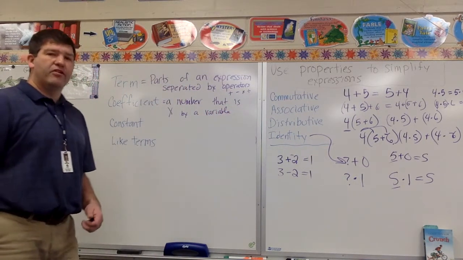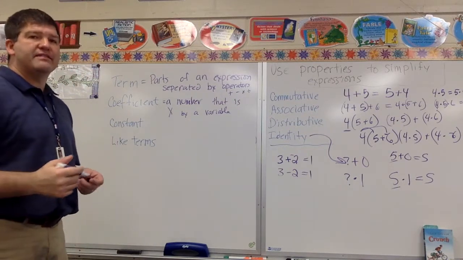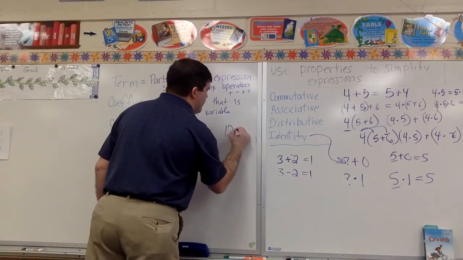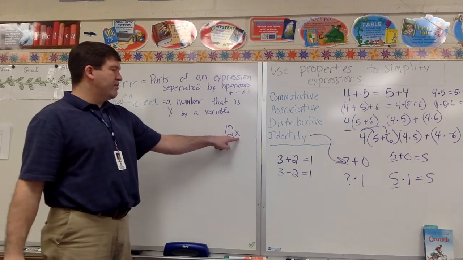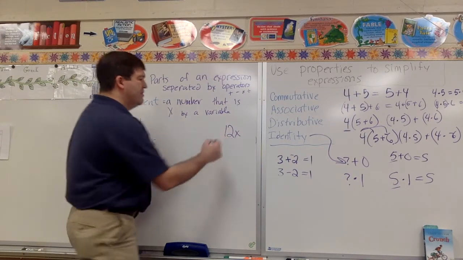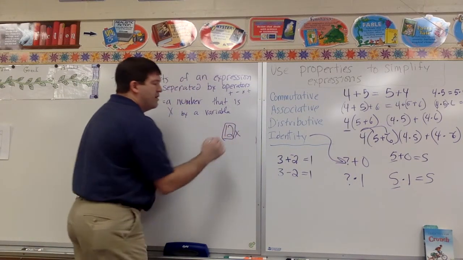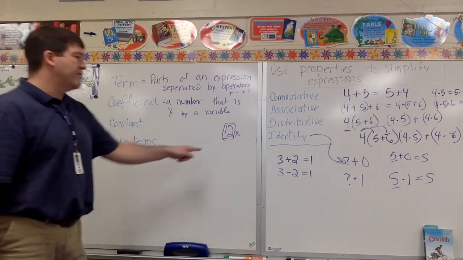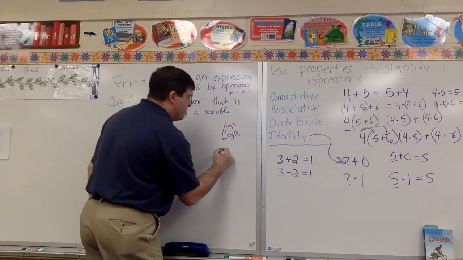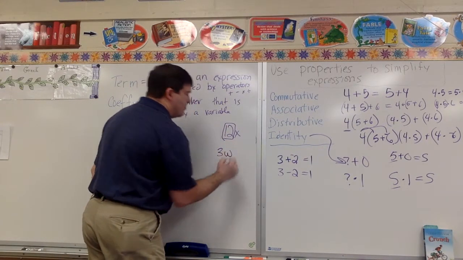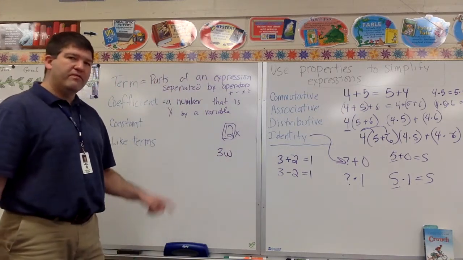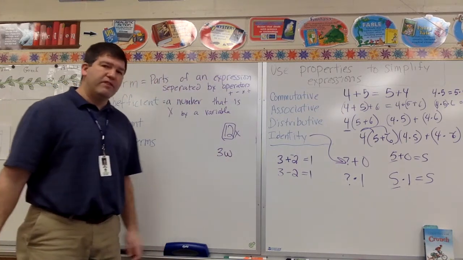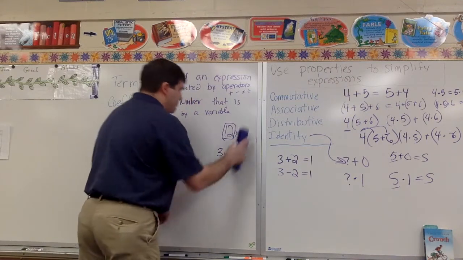Okay, so by a variable. If I have 12x, here's my variable, and 12 is considered my coefficient, because it's going to be multiplied by that variable. 3w: w is my variable, 3 is my coefficient. Okay.